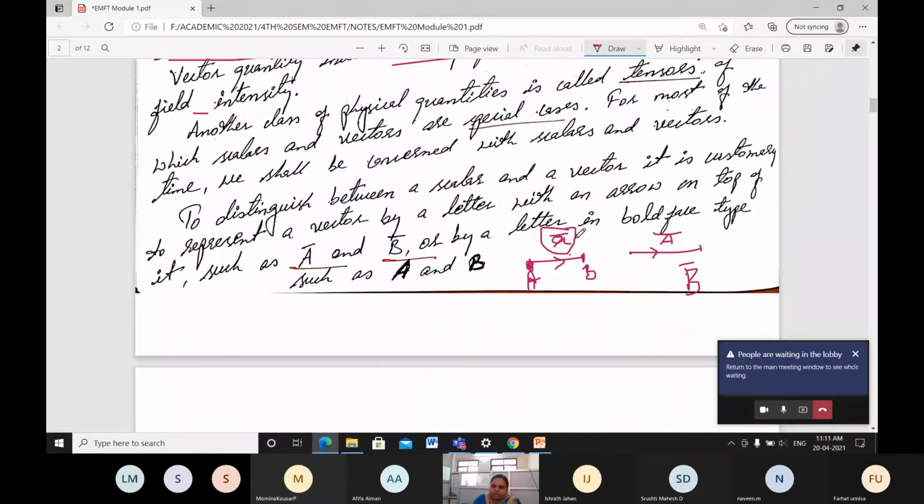For the vector, how can I represent the magnitude? For the first figure, I can represent it as a bar with mod. This will be the magnitude. You already learnt this, I am just glancing over it. This is your magnitude, with the direction from a towards b. That is the length, and the length is taken as the magnitude of a bar.